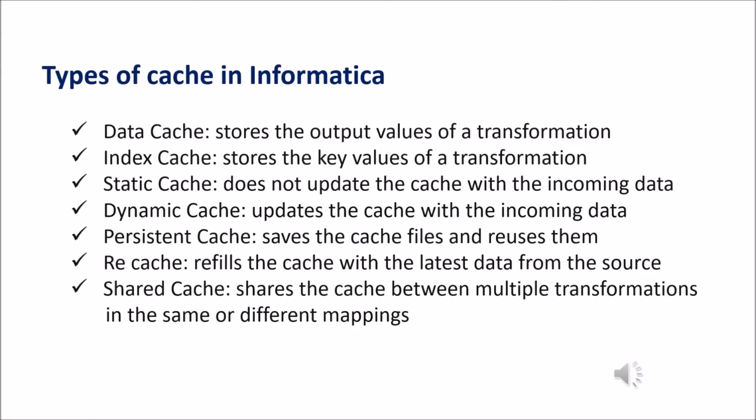if we are using the static cache, then in that run, suppose today's run, we got one record. The first record has been processed, but that is not going to exist in the cache because it's a static cache. Before starting that run, we don't have that record in the target, so in static cache it will not be there because it is not going to update.